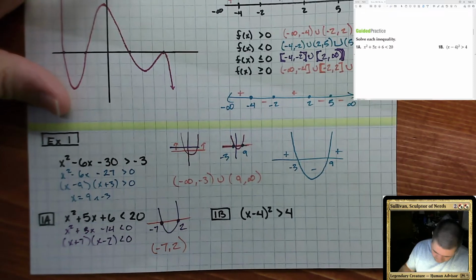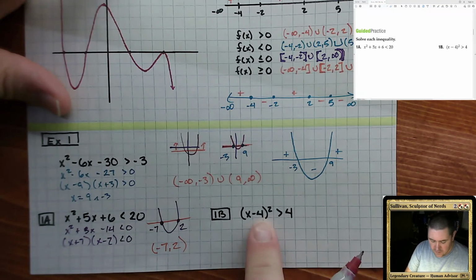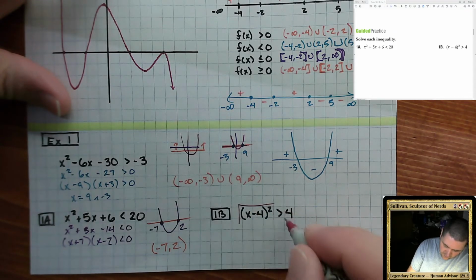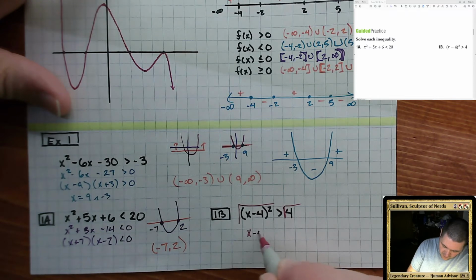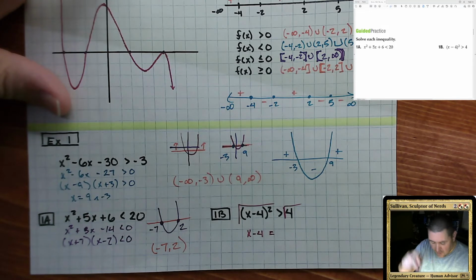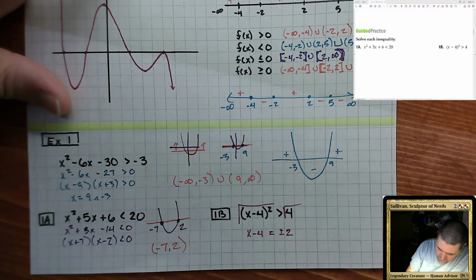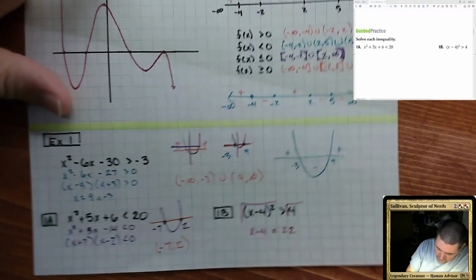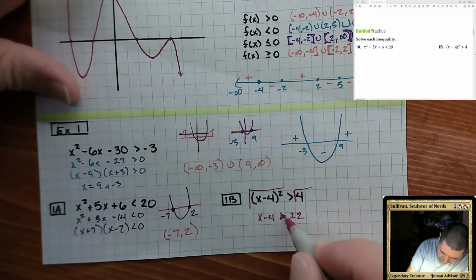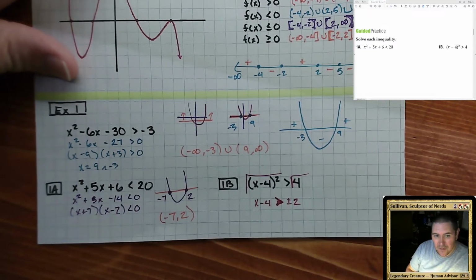Over here, different color, here I am. I'm not going to put everything on one side of the bus because this is a perfect square trinomial that has been written as a binomial squared. I can just square root and say x minus 4 equals, we know it's going to be, plus or minus 2. So then do y'all remember how to solve these inequalities?